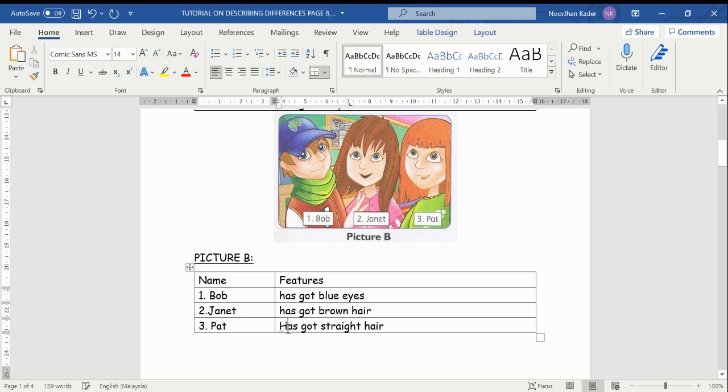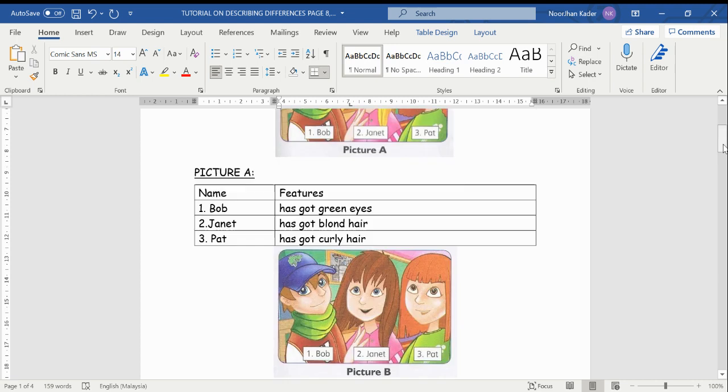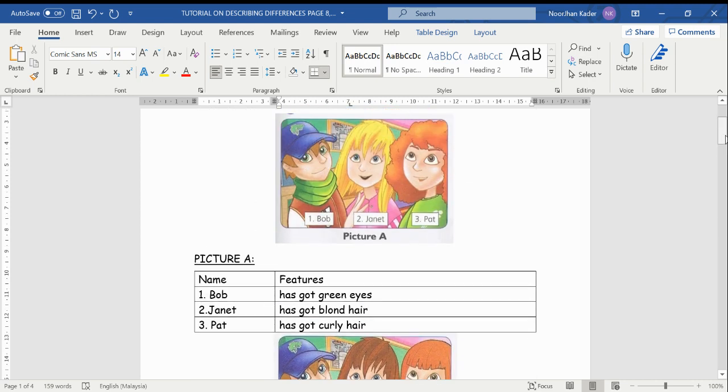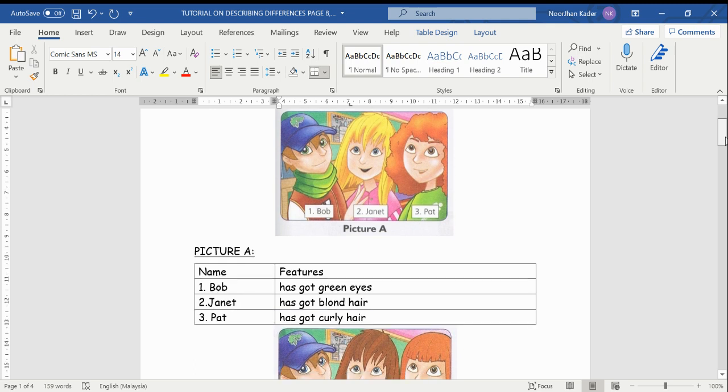Okay, let's check. Okay, Bob has got blue eyes. Janet has got brown hair, and Pat has got straight hair. Okay, let's see. So these are actually the differences.